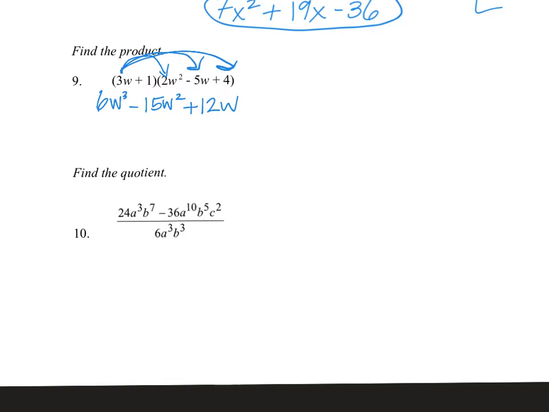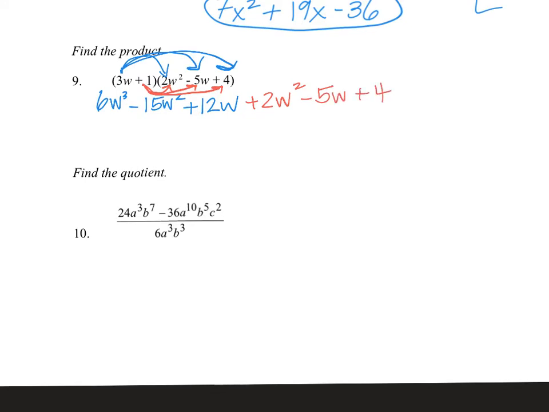Okay, now in red, we're going to do the same thing, but we're going to do it with the second term in the binomial, okay? And since we're multiplying by 1, we can just rewrite everything from the trinomial. Okay, so positive 2w squared minus 5w plus 4.